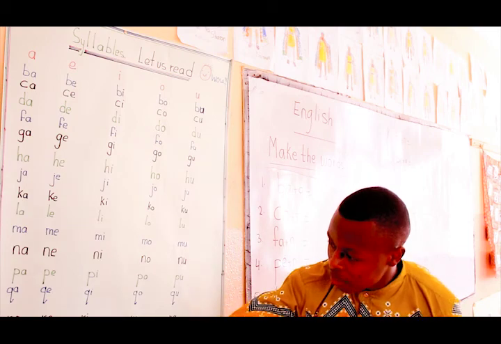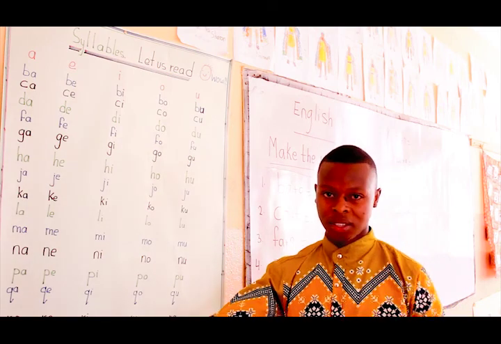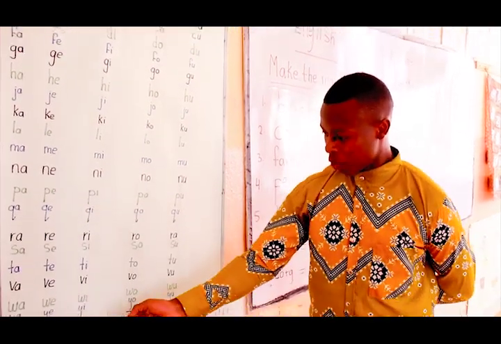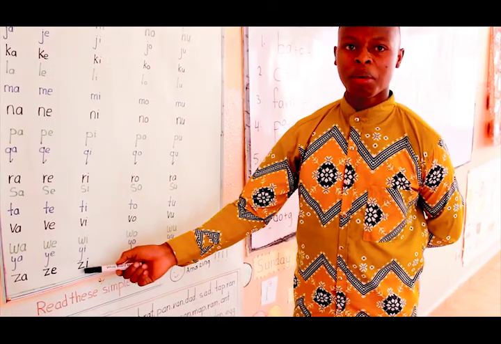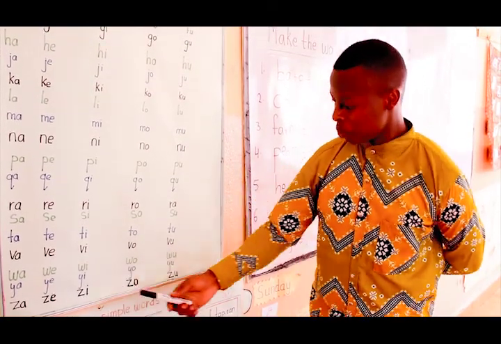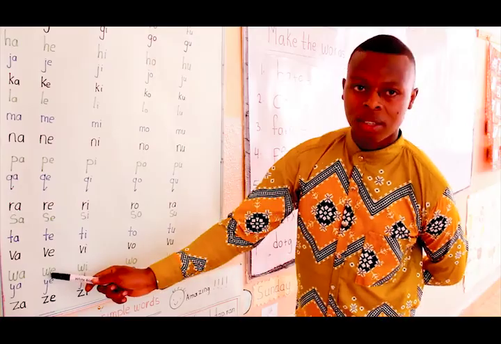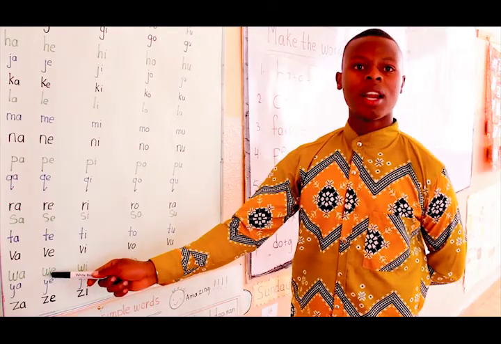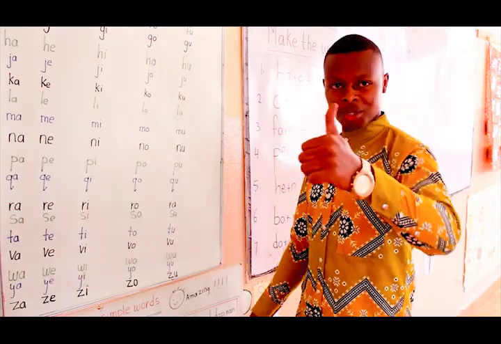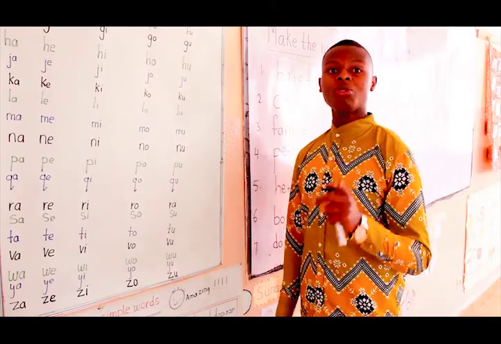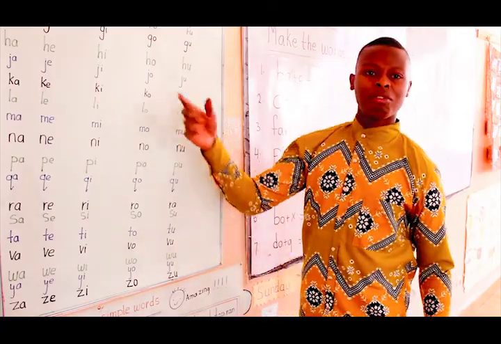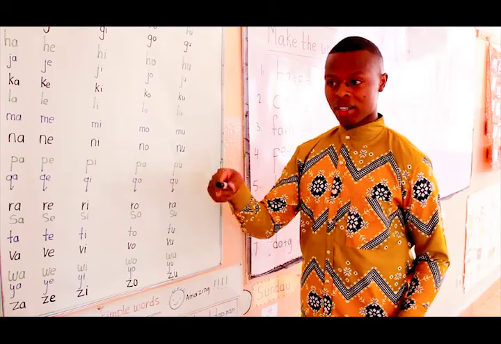Which syllable is this? Ta. Good children. And which syllable is this? Syllable za. Good. Which syllable is this? Wow, syllable wa. Great, good children. So I can see you are reading very well. As you are revising, hope you have seen them well in term one.